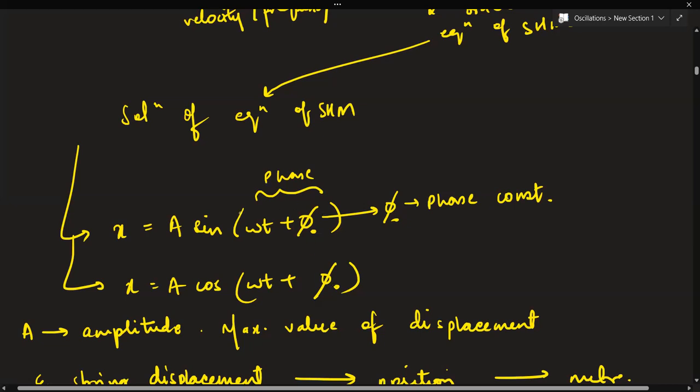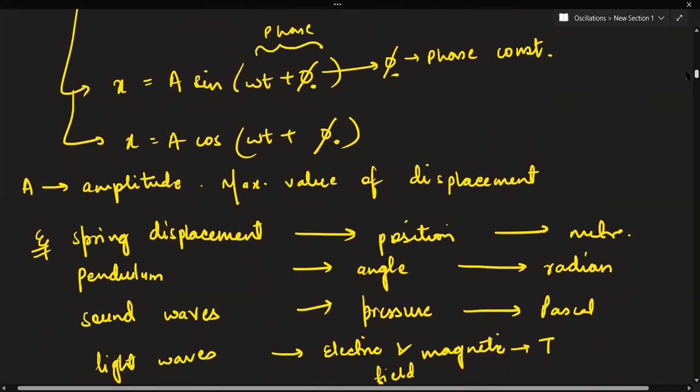Now see, this whole term that is coming under the sine, this whole angle, is known as the phase. And whatever is this phi naught, this is known as the phase constant. So first understand what is A. A is the amplitude. Amplitude means the maximum value of displacement.